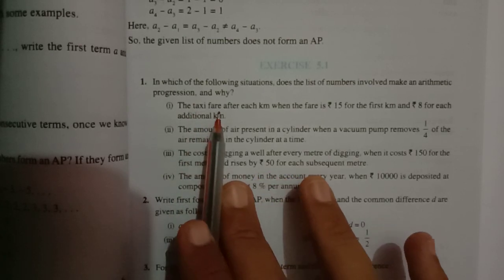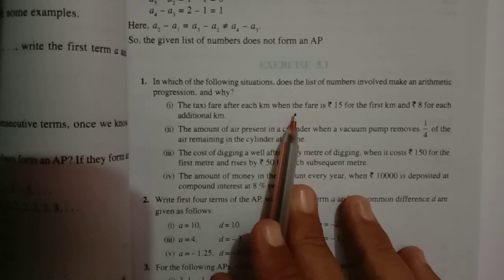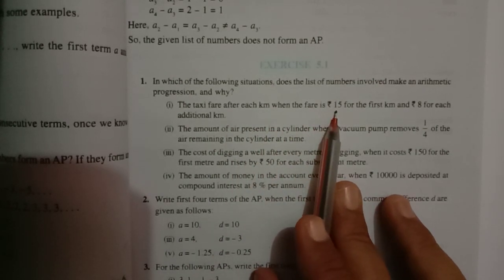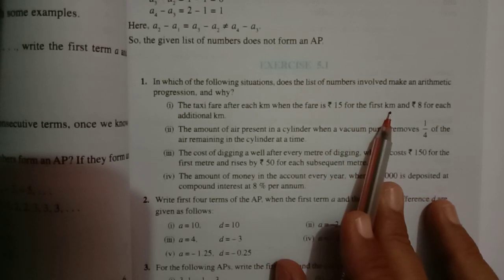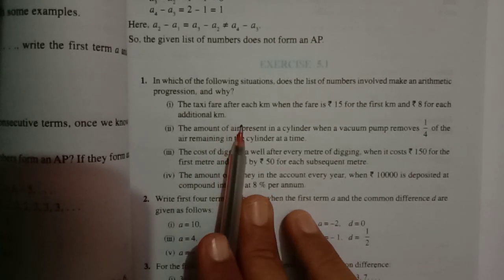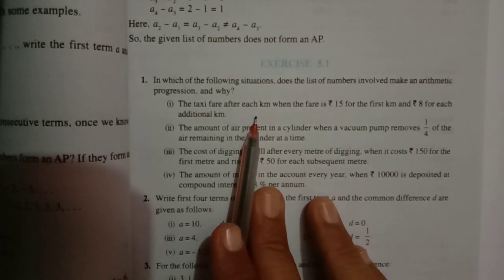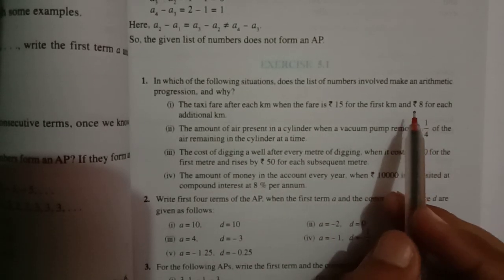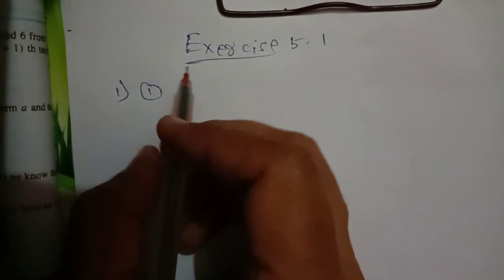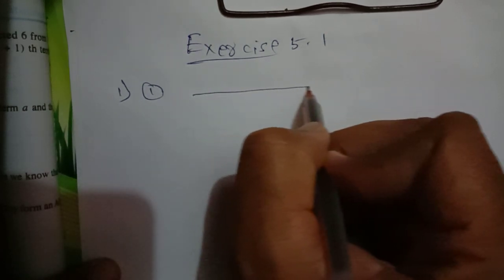First one is the taxi fare after each kilometer when fare is rupees 15 for the first kilometer and rupees 8 for each additional kilometer. So the taxi fare is rupees 15 for the first kilometer, and after each kilometer the fare will be rupees 8 more. Let us see how we can solve this one. So students, let us see in exercise 5.1 the first main question, in that again the sub question. See here, I will explain you.